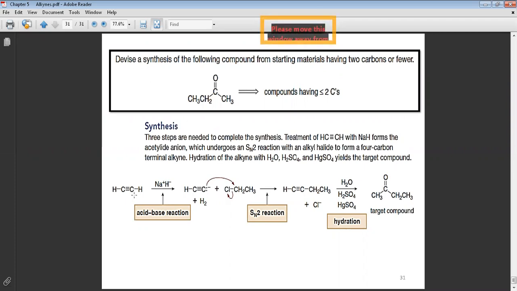This type of synthesis, the stepwise synthesis, is so important. Look, 1, 2, 3 steps, 3 steps to give you this compound. That means from ethyne you prepare this compound, you prepare a ketone. From ethyne you prepare a ketone. You can see the importance of this reaction: how from ethyne you prepare a ketone compound with a big structure. For this reason, I say to you, this type of reaction is so important.